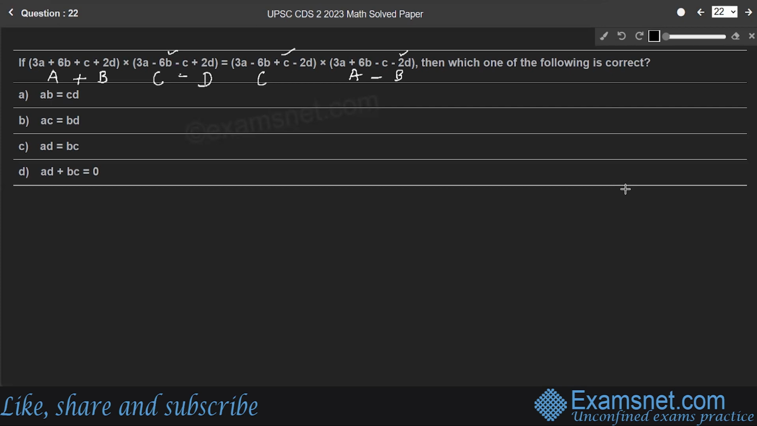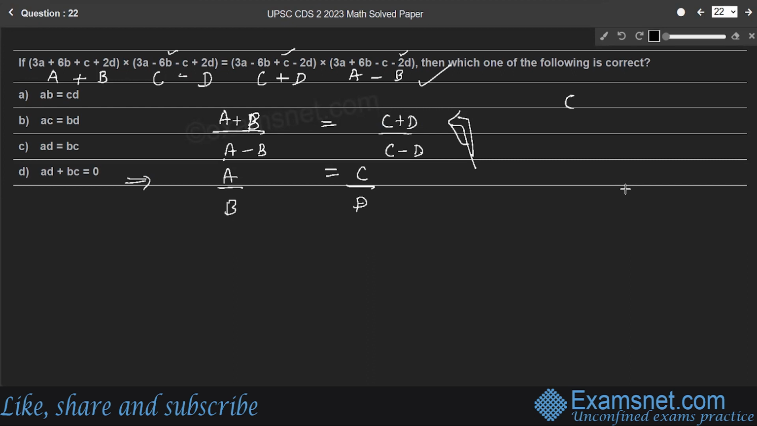C minus 2D is D, right? Which is plus D, right? Therefore, A plus B by A minus B, take this A minus B to the left hand side, is equal to C plus D by C minus D, right? It is possible only when A by B is equal to C by D. The ratio of A to B is equal to C to D. Then only A plus B by A minus B is equal to C plus D by C minus D, right? Again, by componendo dividendo rule, right?